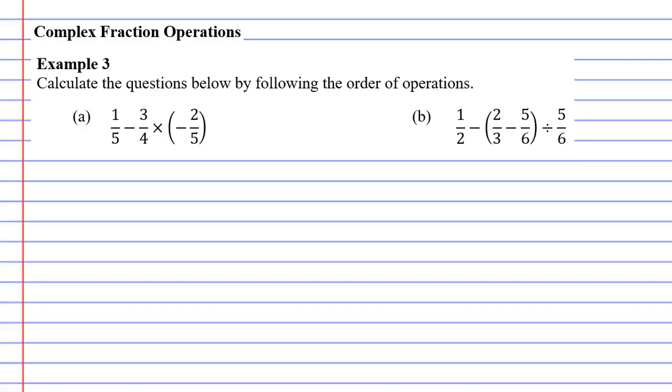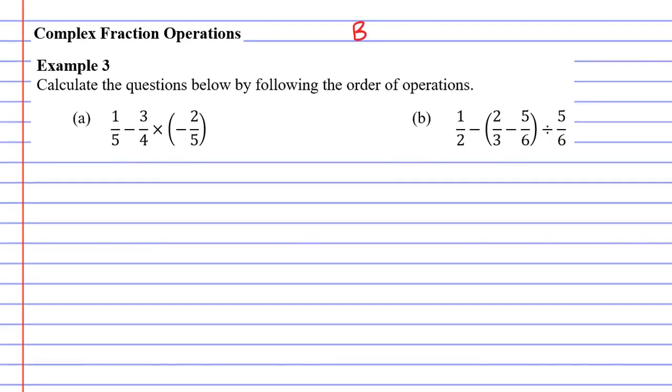In this video we're going to complete example 3. This time we're going to calculate the following questions by following the order of operations. In case you've forgotten what that is, basically I use the acronym BIDMAS, and the B stands for brackets, we won't worry about the I. The D stands for division, M for multiplication, A for addition, and S for subtraction.